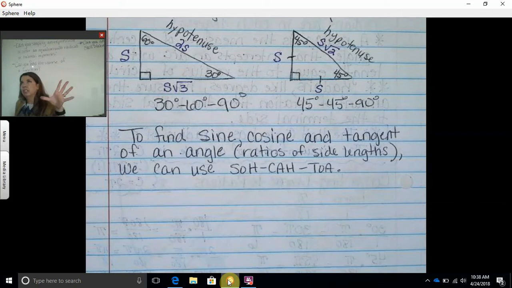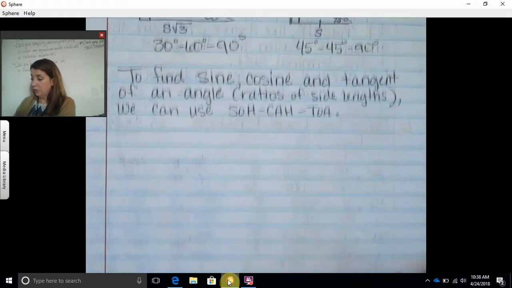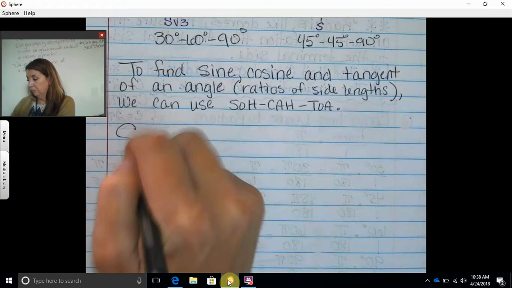I have to literally write SOHCAHTOA on my paper, and then that helps me know what goes over what when I'm trying to find sine, cosine, or tangent, okay? So I'm going to write that big, SOHCAHTOA.